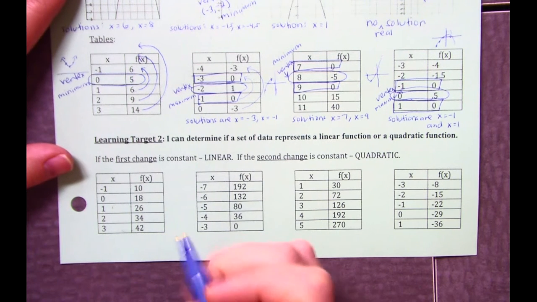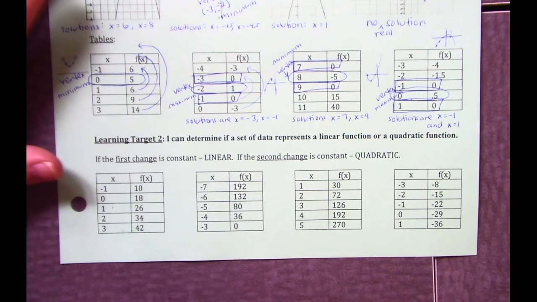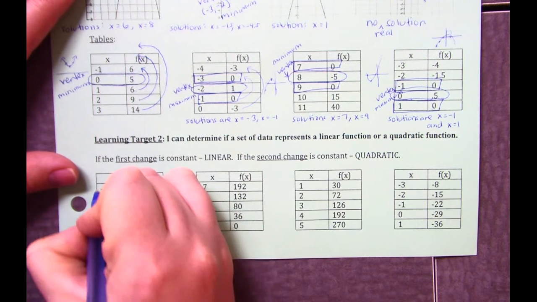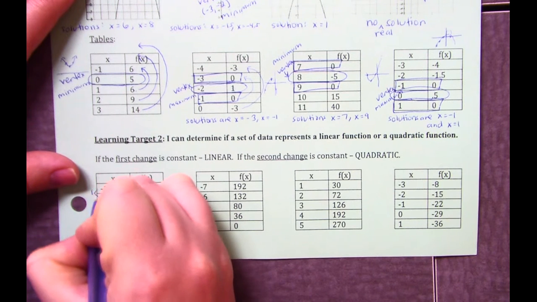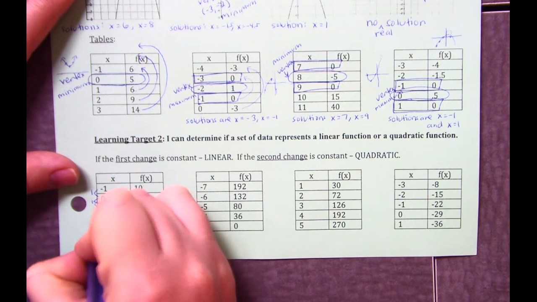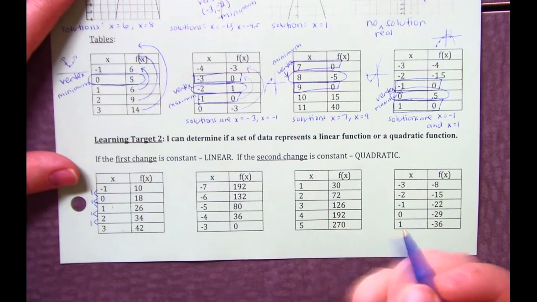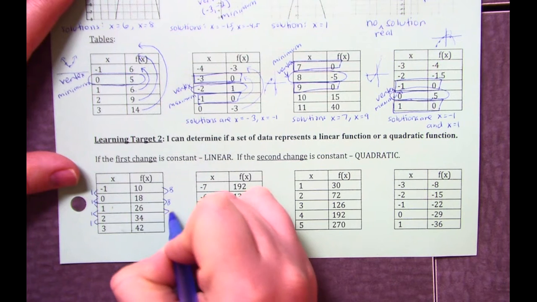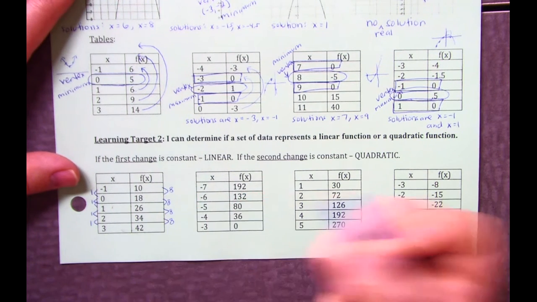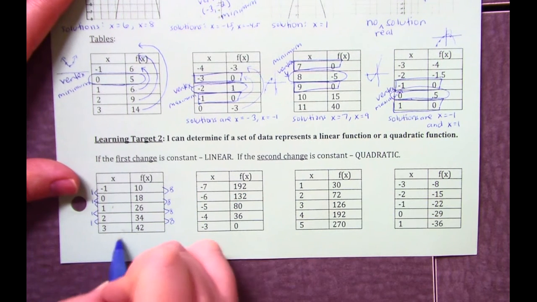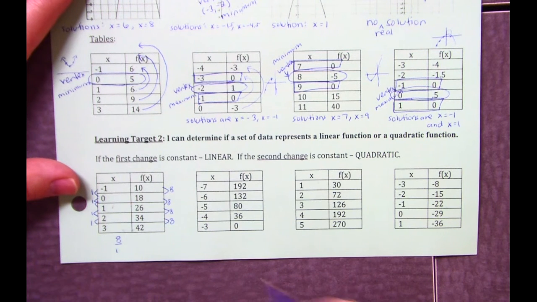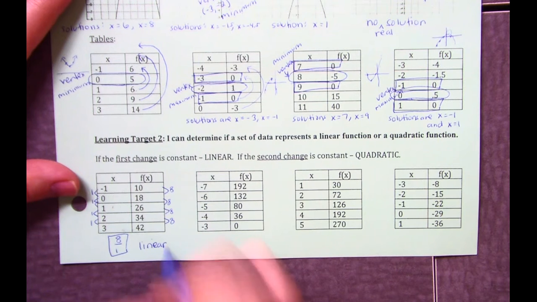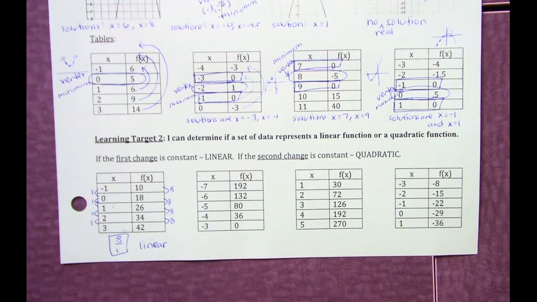Now, if you look at this, remember to figure out the slope of a linear function, it has to be constant the whole way. So my x is changing by 1, and my y over here is changing by 8. Because the slope is 8 over 1 the whole way down, that means it is a linear function. It has a constant slope.